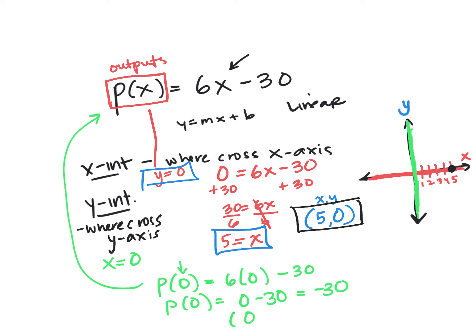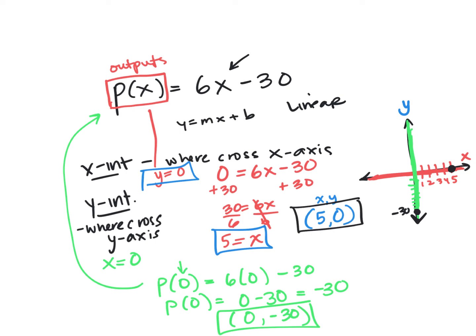So that'd be the ordered pair 0, negative 30, which on my graph, you have to go all the way down to wherever negative 30 will be. I just drew it down there. It's not to scale. So that's where we would be for our y-intercept.